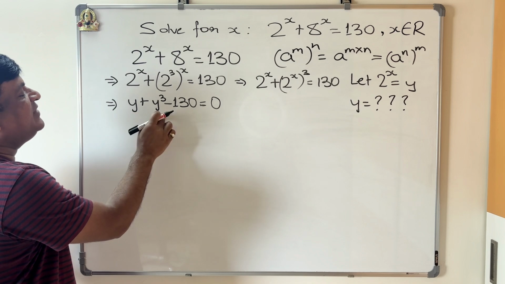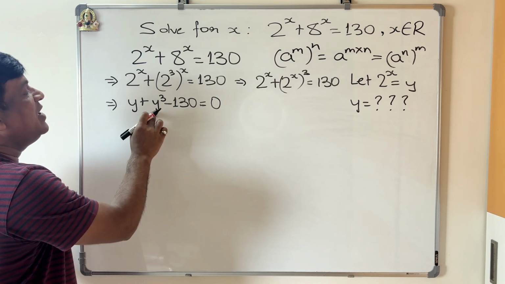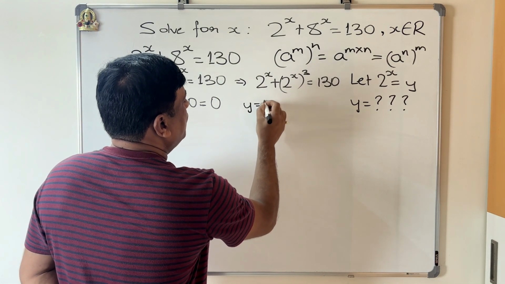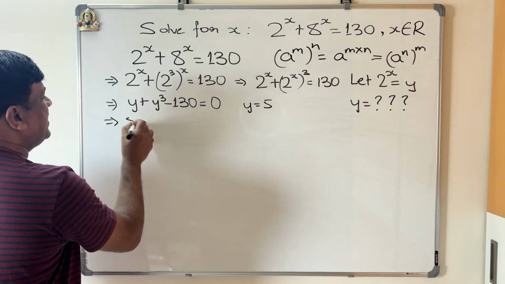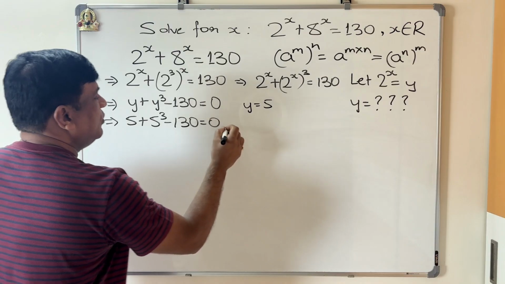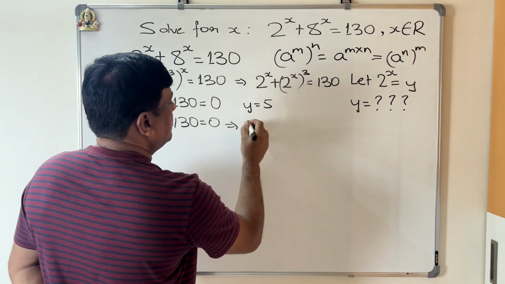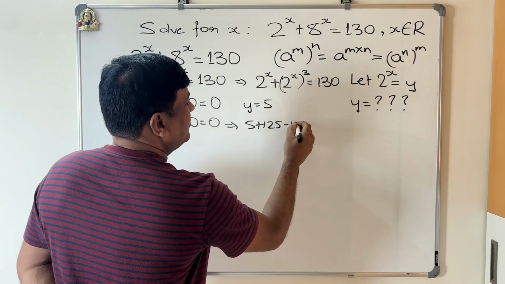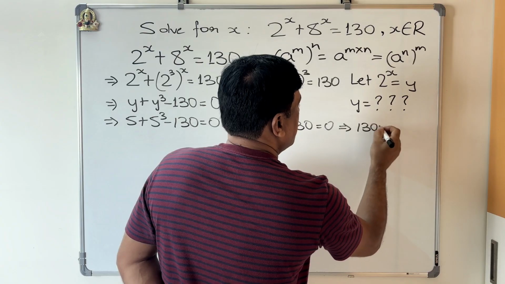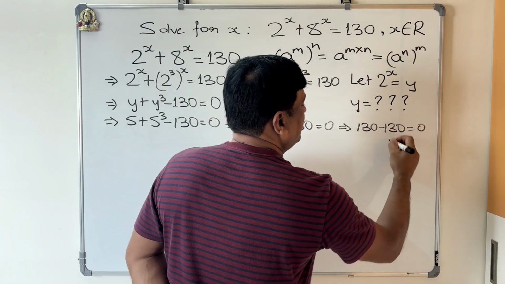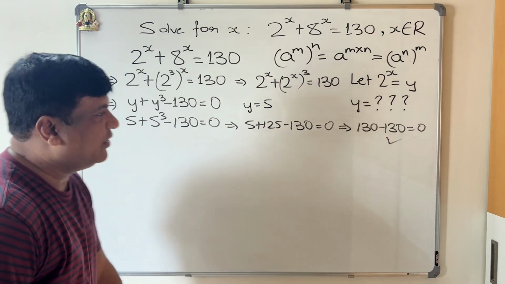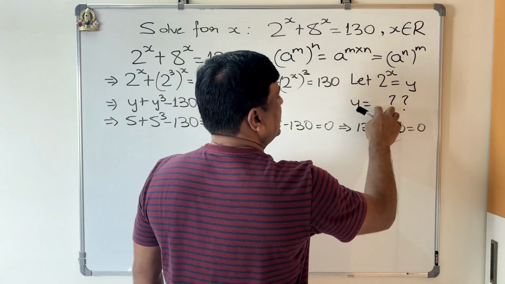Okay, the moment I see that you have a 130 over here, can I use y is equal to 5? Look at it. If I put y is equal to 5, what do I get? I get 5 plus 5 cube minus 130 is equal to 0. Means 5 plus 125 minus 130 is equal to 0. That means 130 minus 130 is equal to 0, which means this value y is equal to 5 satisfies this particular equation. So you got one value over here for y.